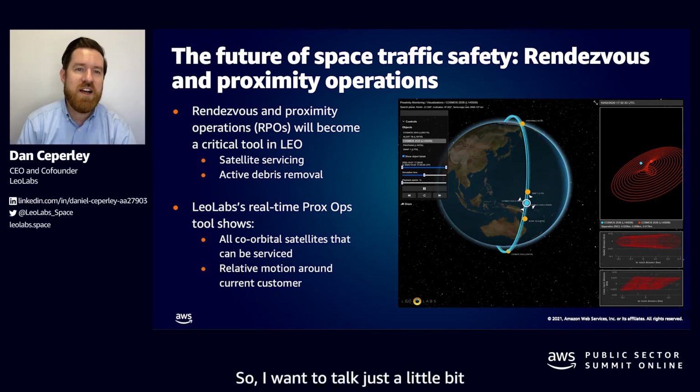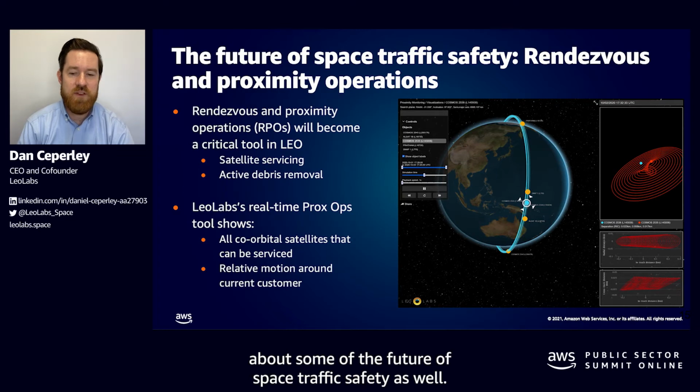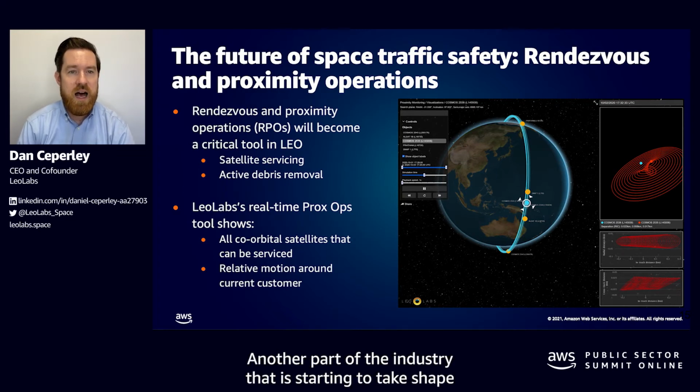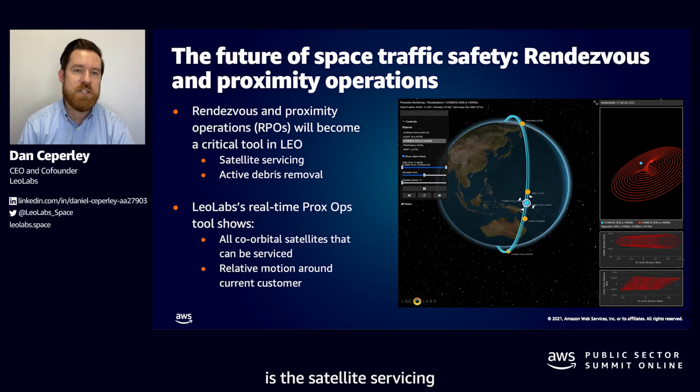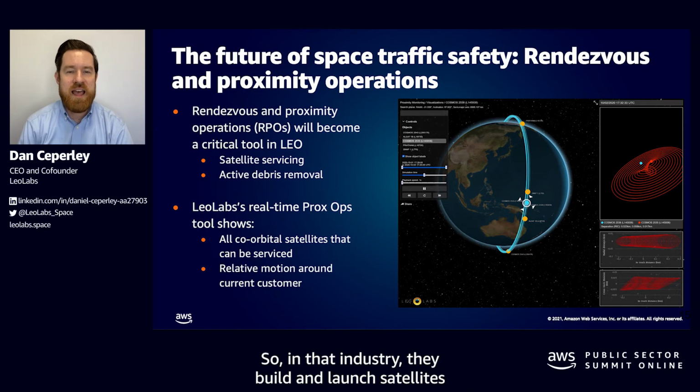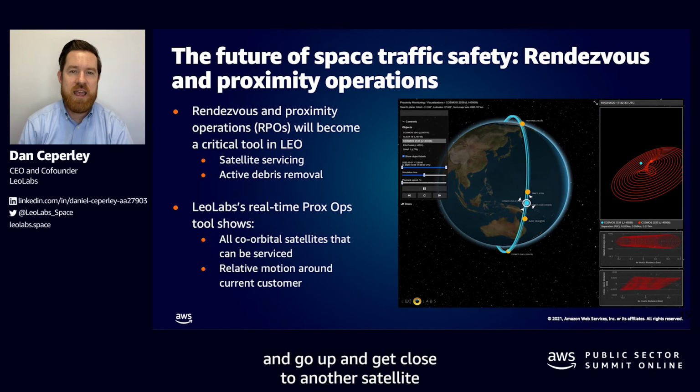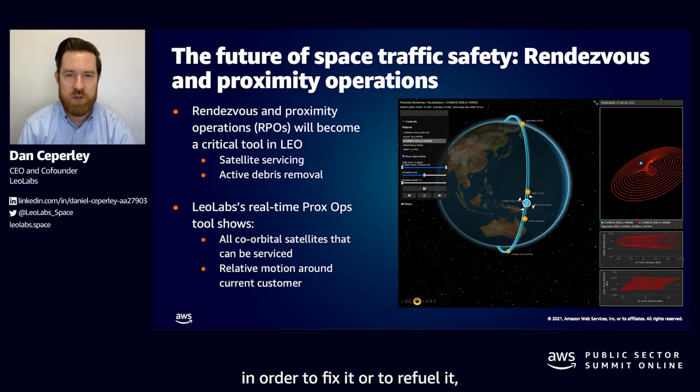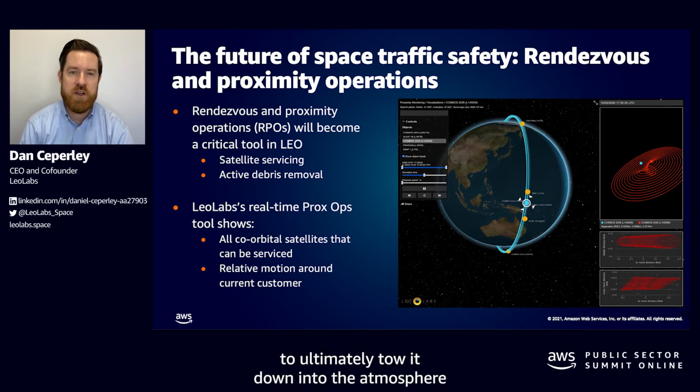So I want to talk just a little bit about some of the future of space traffic safety as well. Another part of the industry that is starting to take shape is the satellite servicing and the active debris removal industry. So in that industry, they build and launch satellites that fly into space and go up and get close to another satellite in order to fix it or to refuel it, or if it's a piece of debris, to ultimately tow it down into the atmosphere and burn it up, so that it is no longer a risk to other satellites in LEO.